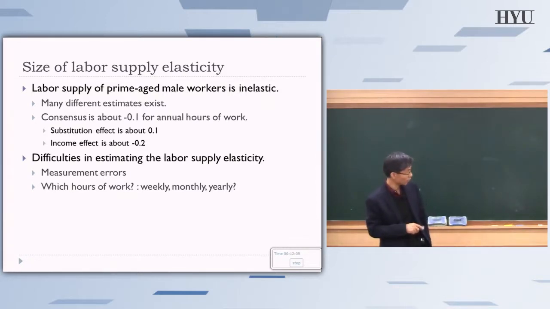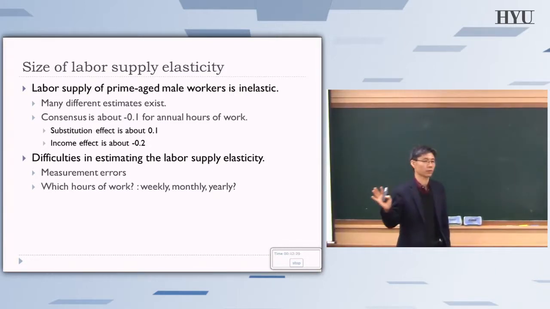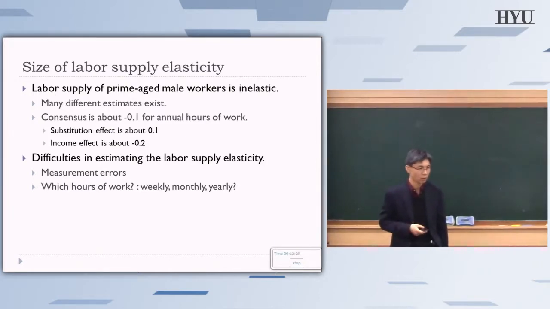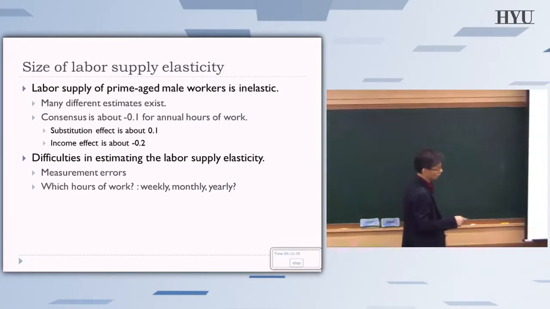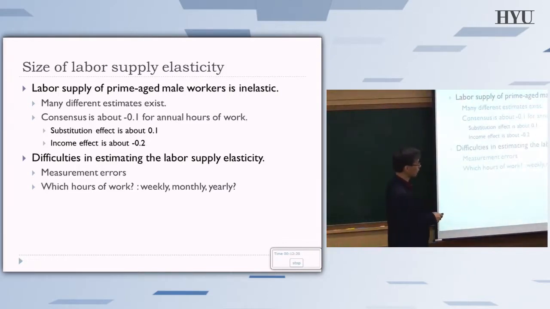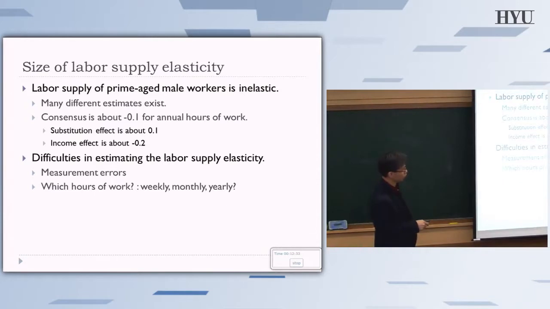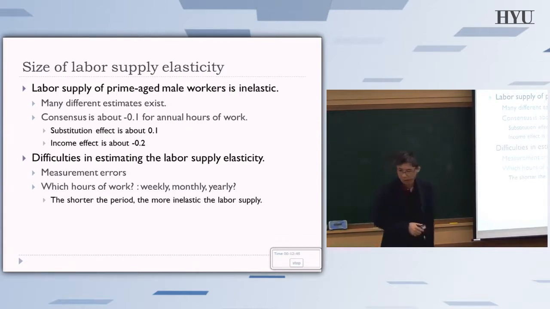Obviously, weekly hours can vary from week to week. For example, if you ask them during, let's say, summer, lots of people take vacations. So if you look at them, their weekly hours maybe seem very small. Okay, so it depends on the season of the year, those kind of things. So yearly, monthly, weekly, depending on which hours you use, you may get different answers. Okay. So it seems that the shorter the period, the more inelastic the labor supply. Okay.